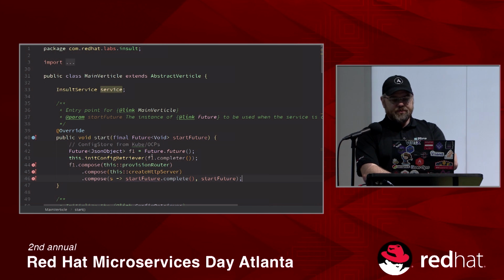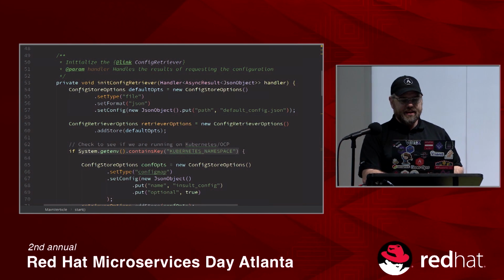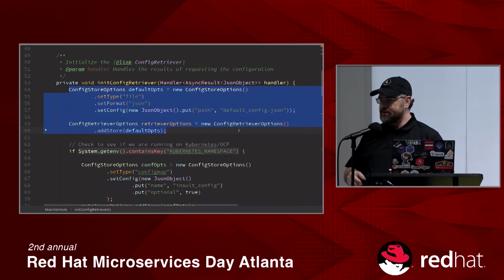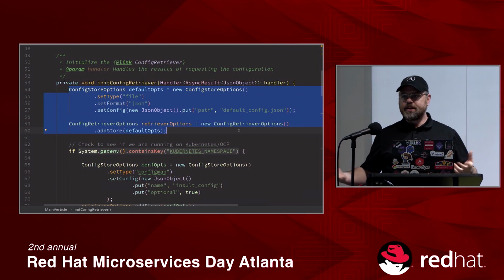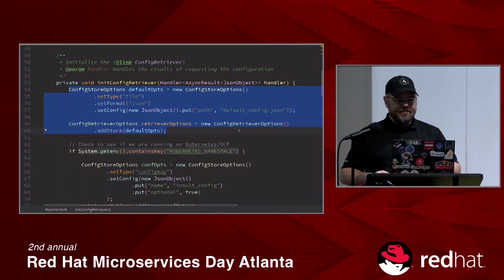So as you can see, we start off by retrieving a configuration. And what I've got is Vert.X has a module for doing configuration retrieval, either from text files, directory servers, environment variables. It supports about 20 different options. This one, the default is to pull from a JSON file in the class path.